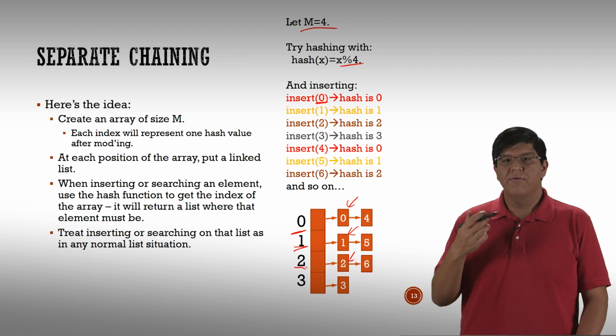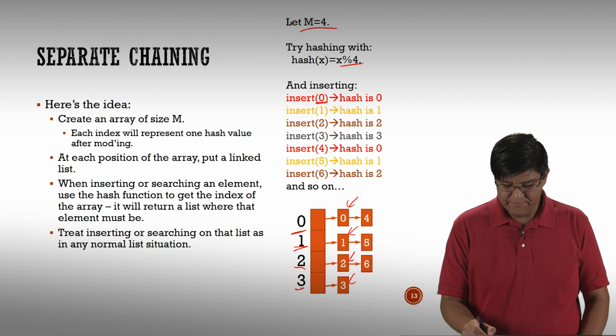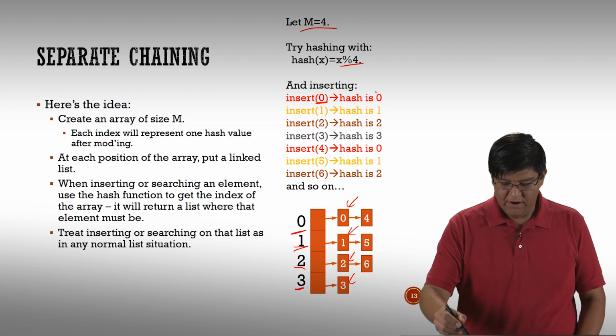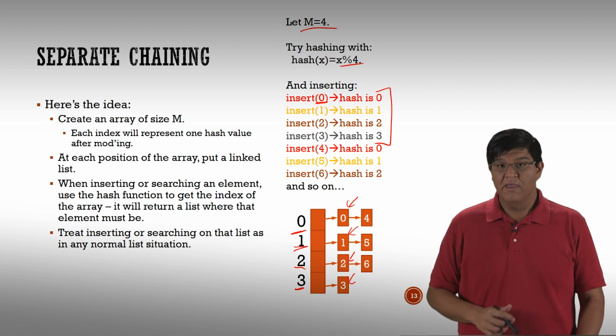Then we go to 3. 3 modulus 4 is still 3. Stuff is good, it ends up in index 3, right over here. So these are basically going one by one, adding the first element each time to the front of those different linked lists. Then we're going to continue.